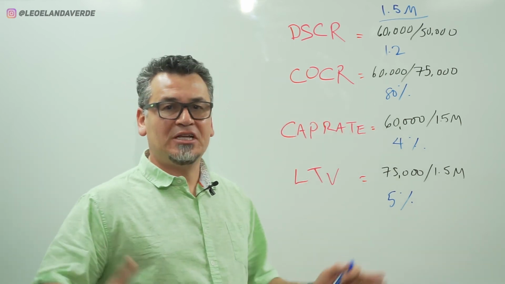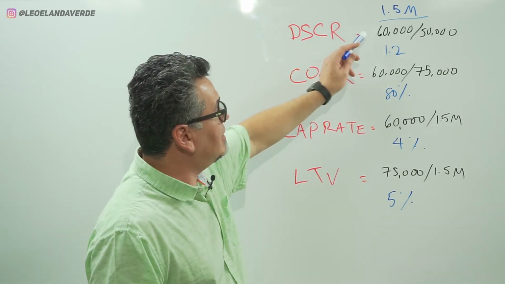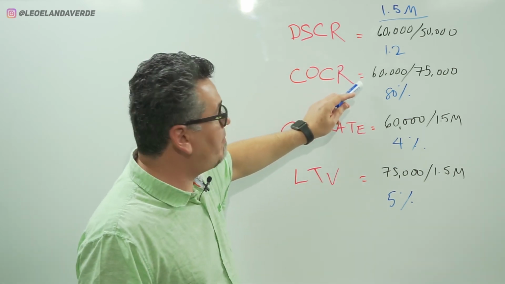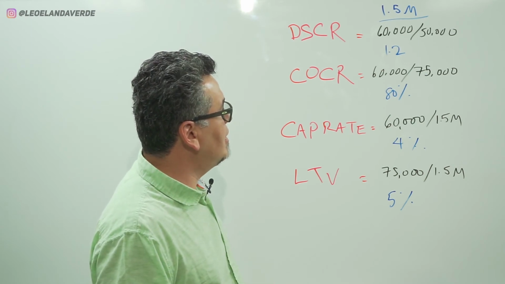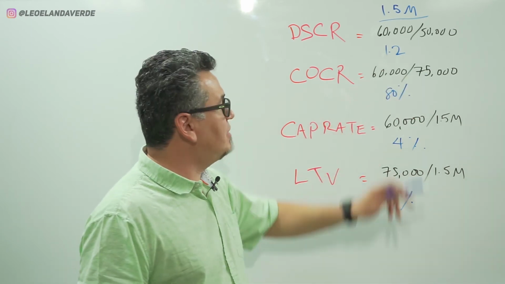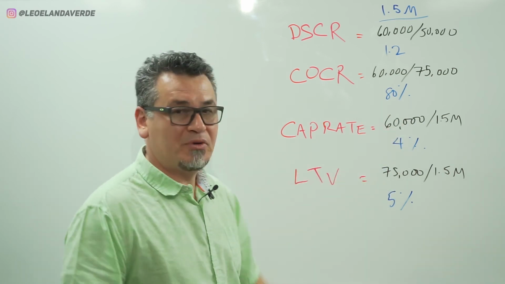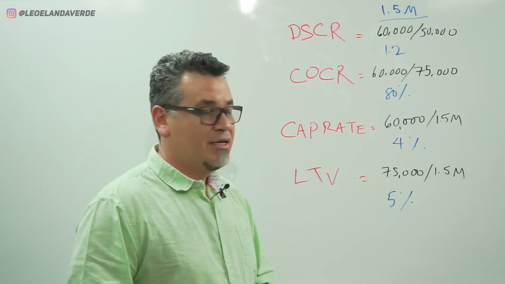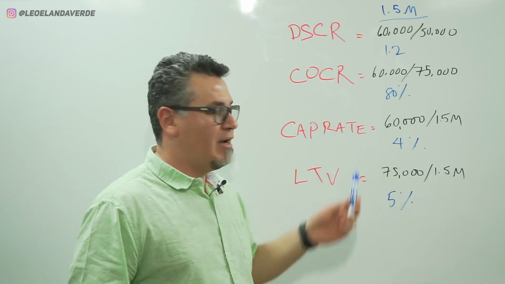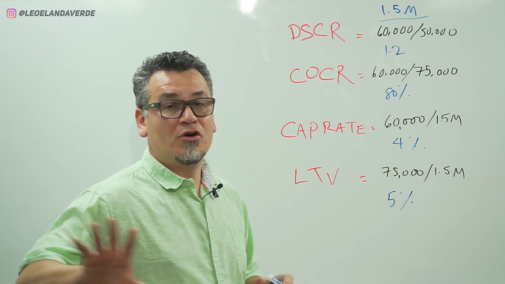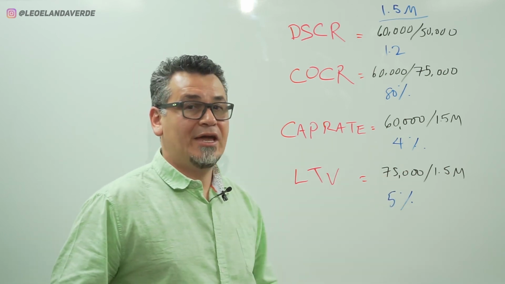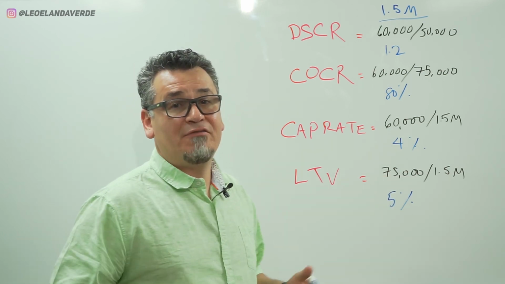80% cash on cash return, that's still pretty darn good, right? You take your $60,000 net operating income, divided by the $75,000 that you put down, that's pretty good. Cap rate 4%, that's not so good, right? I'm in California. In California, if you go to LA, if you go to the Bay Area, you'll be lucky to get 4 or 5%.